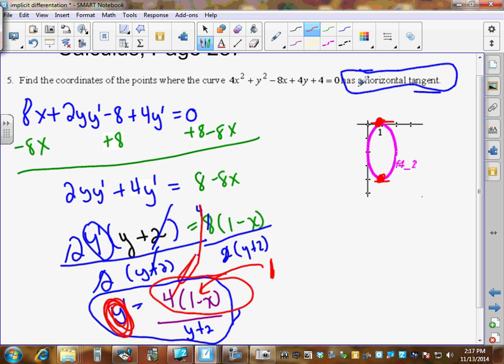So you have a horizontal tangent when x equals 1. So we're looking for 1 something. It said find the coordinates of the points, so we need to find the y-coordinate also. Well, that was the graph of that function. We know that we're going to have horizontal tangents when x equals 1. So we can go back and we can take this equation and we can plug in 1 everywhere we see an x and solve this for y.